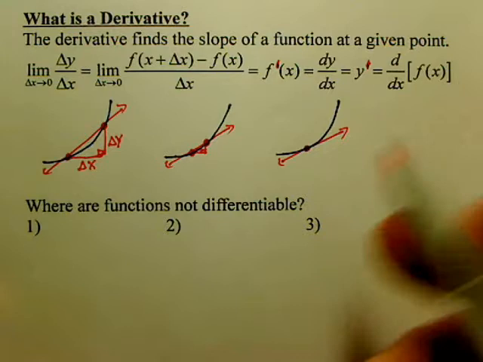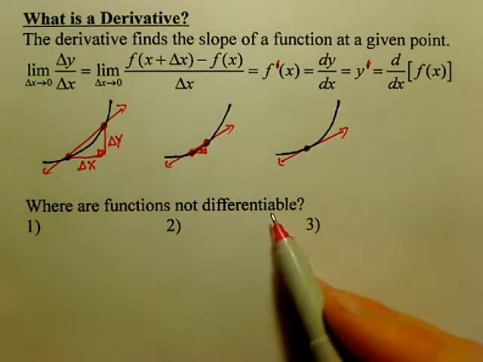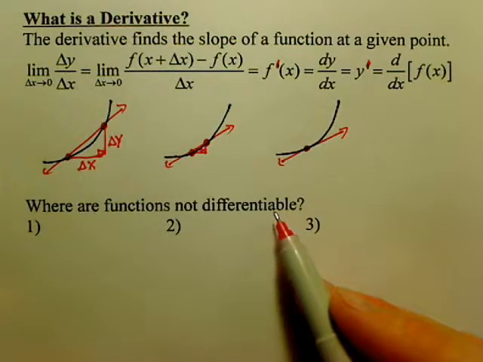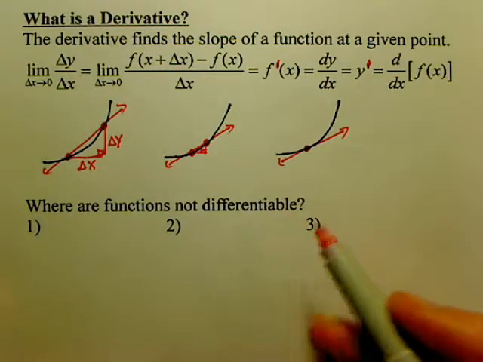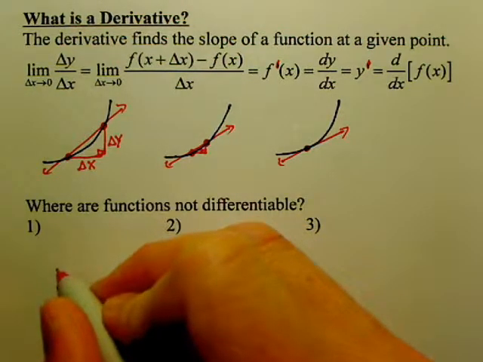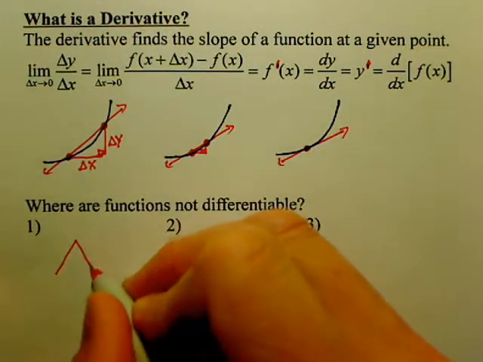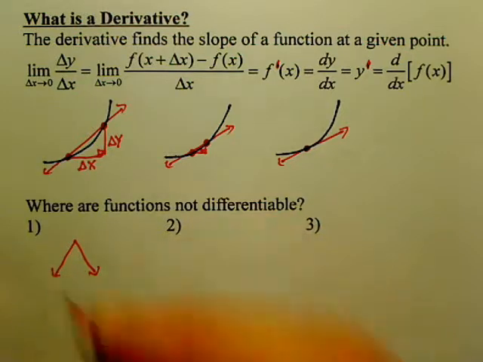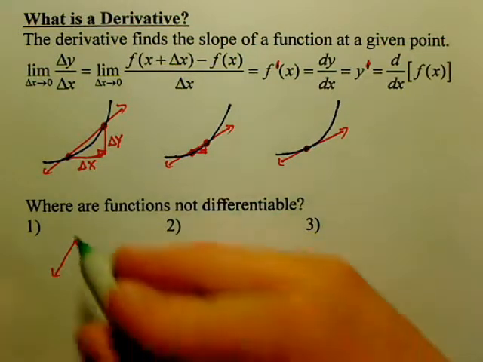Now, where are functions not differentiable? Where do we not have a derivative? Where do we not have a slope at a given point? Well, there are three situations where we do not have a slope at a given point. The first one would be anytime you have a jagged edge. Let's think about that. What is the slope at this point?